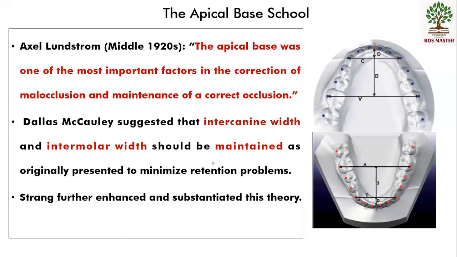We also see to it that the arch form that was originally there is maintained, because when you expand way beyond the intercanine width or the intermolar width, where you're expanding much beyond the apical base, you might get good results. You might solve the problem temporarily, but the relapse is going to be there, because the apical base is very important to be maintained. This intercanine width, this intermolar width, they're important factors to be maintained. So it is important that you don't change them much. So this was given by Lundstrom, Macaulay, and Nance.